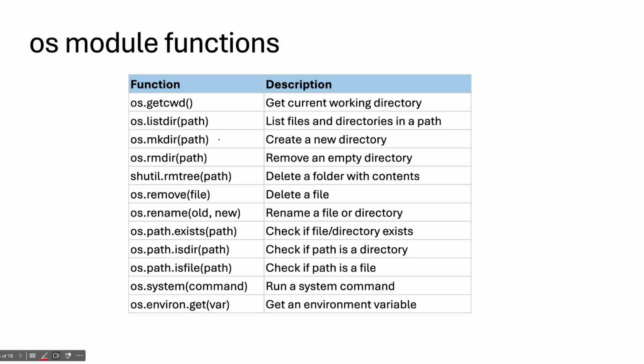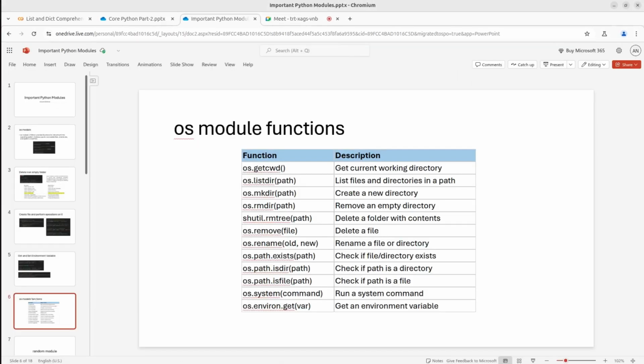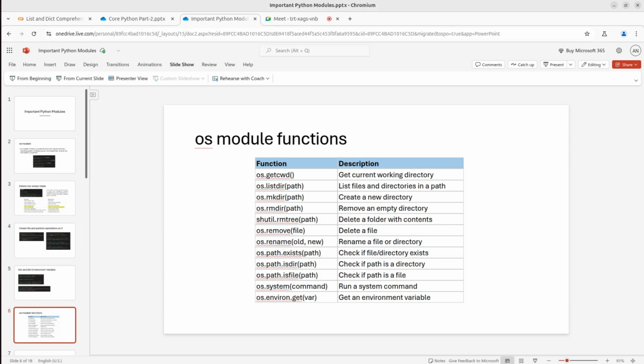So again, there are so many functions, as I told you: get current directory, listdir, mkdir, rmdir, which is remove directory, makedirs, remove, rename, path.exists, isdir, isfile, system to run a system command. If you want to run any system command, you can run it. You can also access the environment variables. So these are all the methods. Let me show you some of them, so that we will be well equipped with this os module.